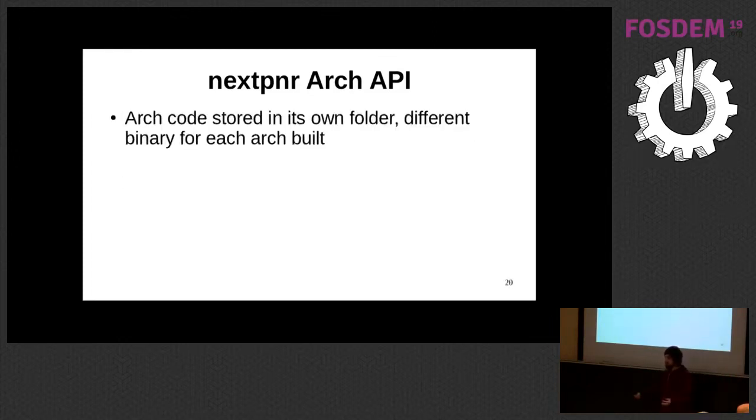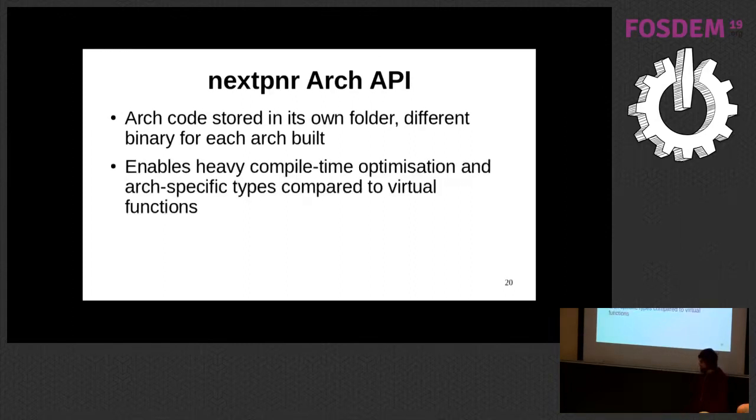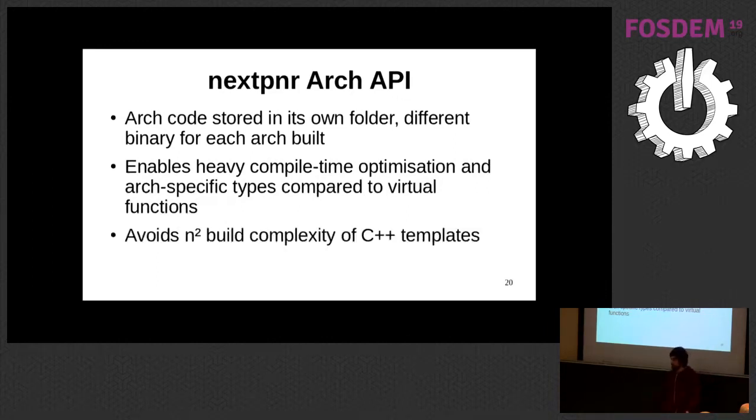Each architecture has its own folder in the nextpnr source tree, and we build a different binary for each architecture. I know this seems like quite an old-fashioned way of doing polymorphism, but it has a lot of advantages. We can do heavy compile-time optimization, lots of inlining can go on, and architectures can provide their own data types. But unlike if you were doing this with C++ templates, you don't have the big build cost of parsing a whole load of code ending up in header files.